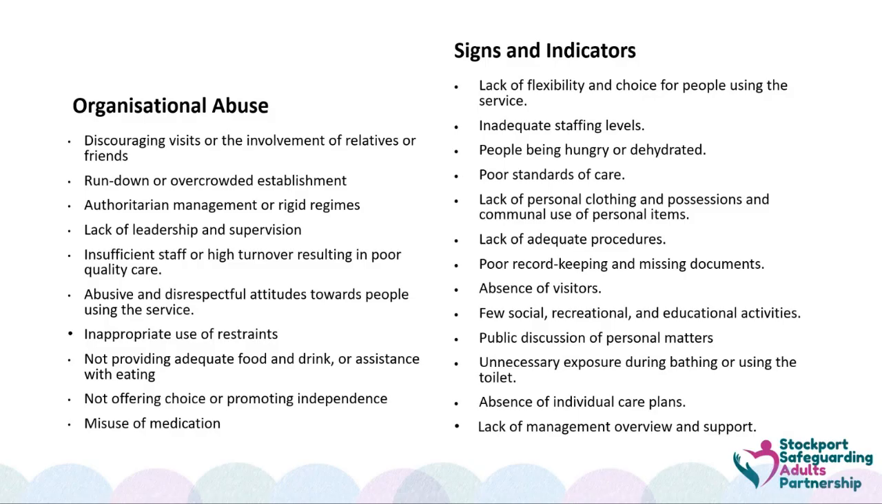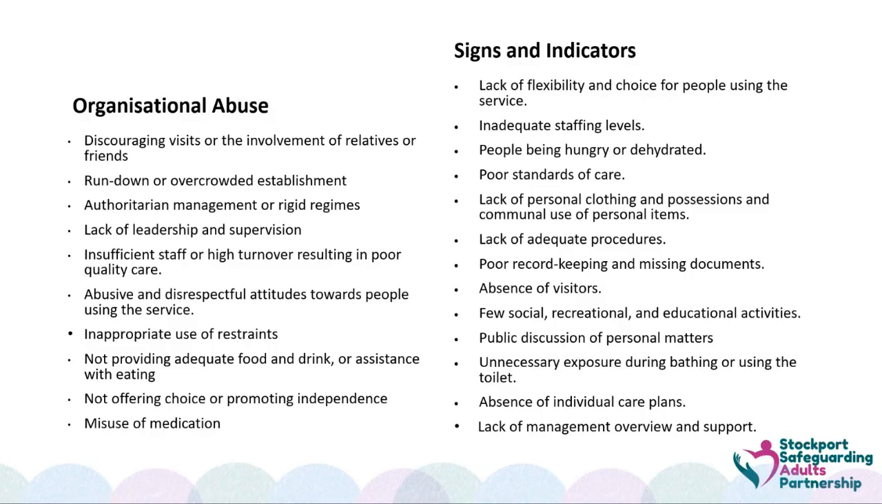And some of those signs and indicators that you may see around organisational abuse is that lack of flexibility in the choice for people using the service. Maybe inadequate staffing levels. It may be that you see that people are hungry or dehydrated, and that's where we see those poor standards of care. There may be lack of personal clothing and possessions, or communal use of personal items.